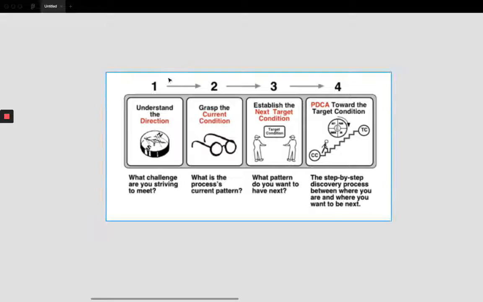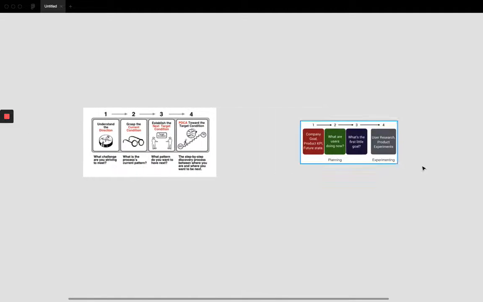And it's really based around these concepts of understanding the direction, what are we trying to do broadly on a high level? Where are we currently at? What is the next target condition we want to aim for? And then moving towards it by taking small steps. Right, so say our vision is up here, we're currently here. What's the first small step we can take to achieve it?